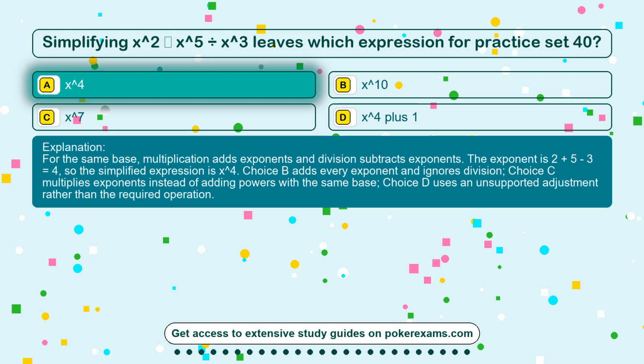For the same base, multiplication adds exponents and division subtracts exponents. The exponent is 2 plus 5 minus 3 equals 4, so the simplified expression is x^4. Choice B adds every exponent and ignores division. Choice C multiplies exponents instead of adding powers with the same base. Choice D uses an unsupported adjustment rather than the required operation.